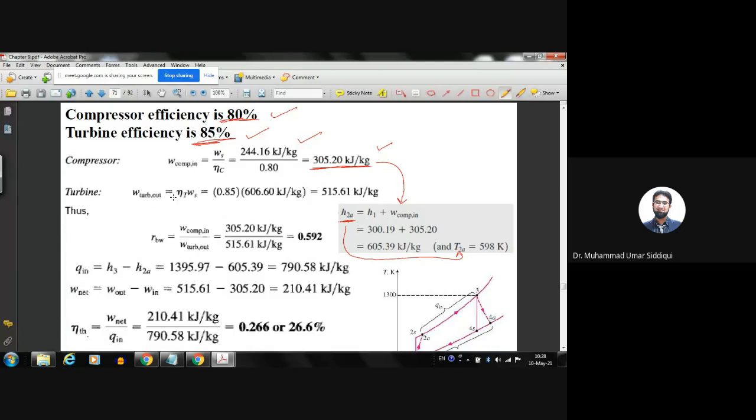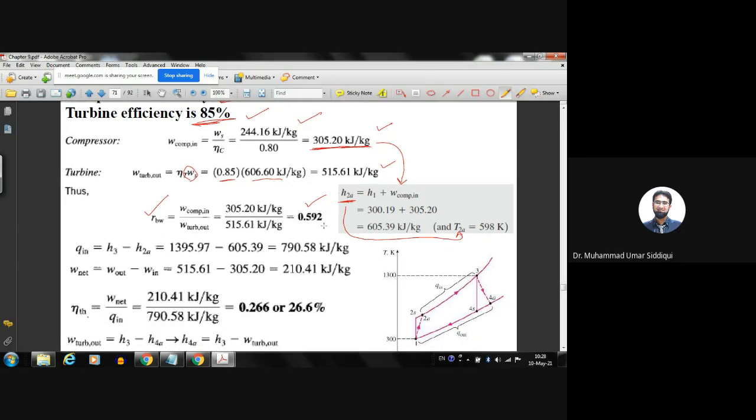Similarly, for the turbine, the efficiency of the turbine is the actual work output of the turbine divided by the ideal work output of the turbine. We already know the ideal work output of the turbine. We just determined it in the first part of the problem. Multiplying by the efficiency of the turbine, we can determine the actual work output of the turbine. If we know the actual work output of the turbine and the actual work input of the compressor, then we can determine the actual back work ratio. So we can recalculate it again.